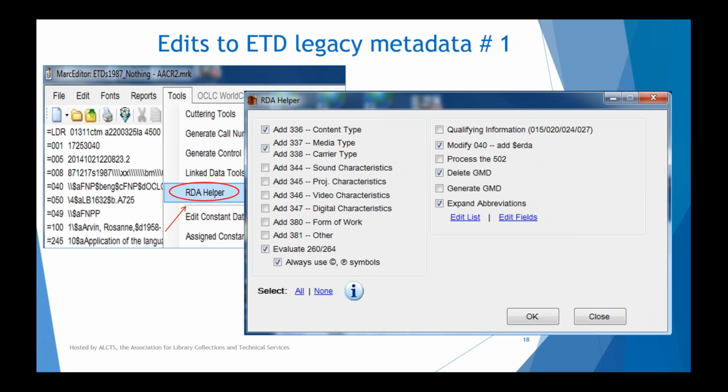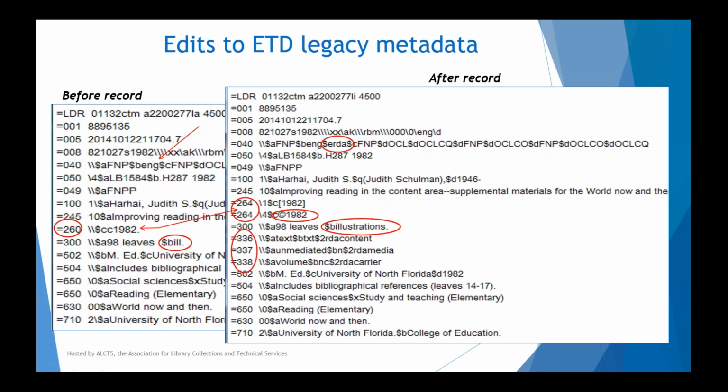So to integrate these changes to your records using the RDA Helper, simply go to Tools, then click RDA Helper to open it and check mark all the fields you wish to upgrade as is seen here in the screen. Then press OK. This screen displays the changes and upgrades that were integrated to a 1982 ETD record with the RDA Helper. The image to the left displays the 1982 record before the edits were performed to it, while the image to the right displays the record after the changes were performed.